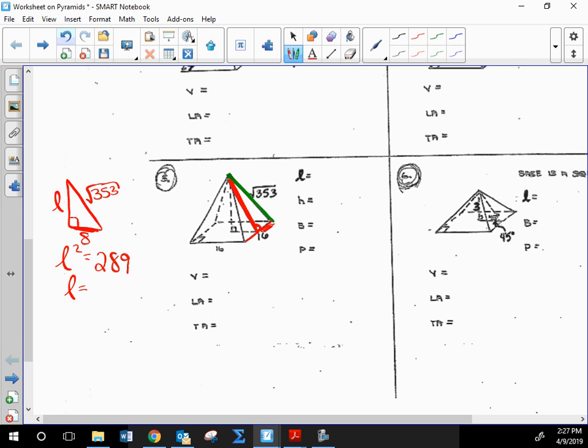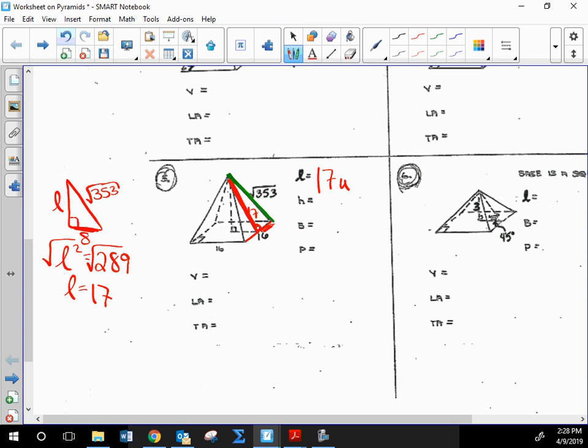What is the square root of 289? 17. You'll want to make sure you know that one. All right, so my slant height is 17. Okay, so then how do I find my height? Thank you, Sam.